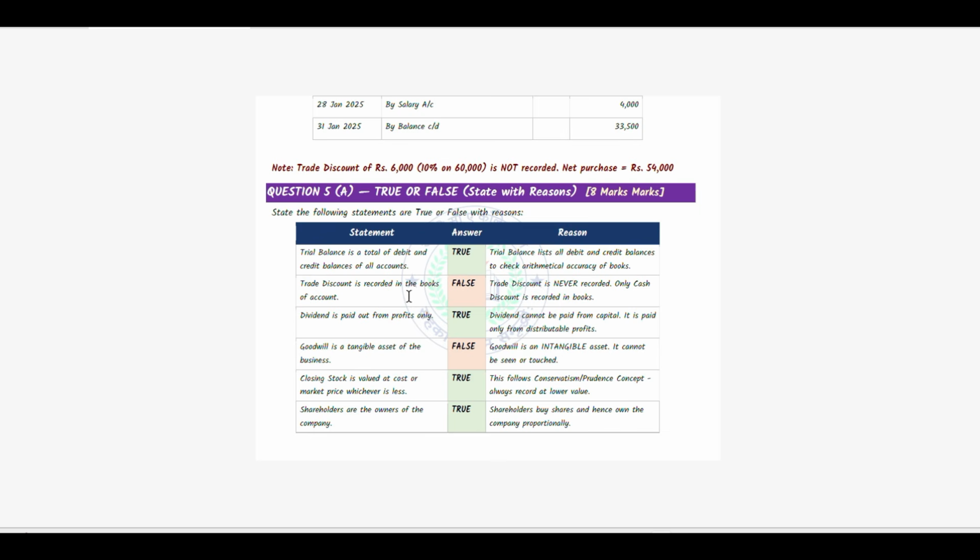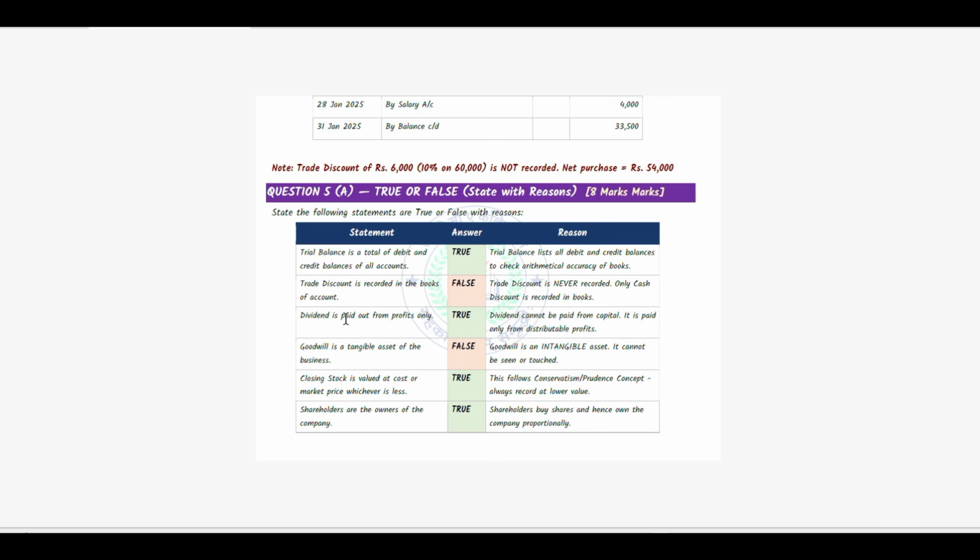First statement: trial balance is the total of debit and credit balances of all accounts. It's true, because the trial balance lists all debit and credit balances to check the arithmetical accuracy of the books. Then next one: trade discount is recorded in the books of account, which is false. Trade discount is never recorded. Only cash discount is recorded in the books.